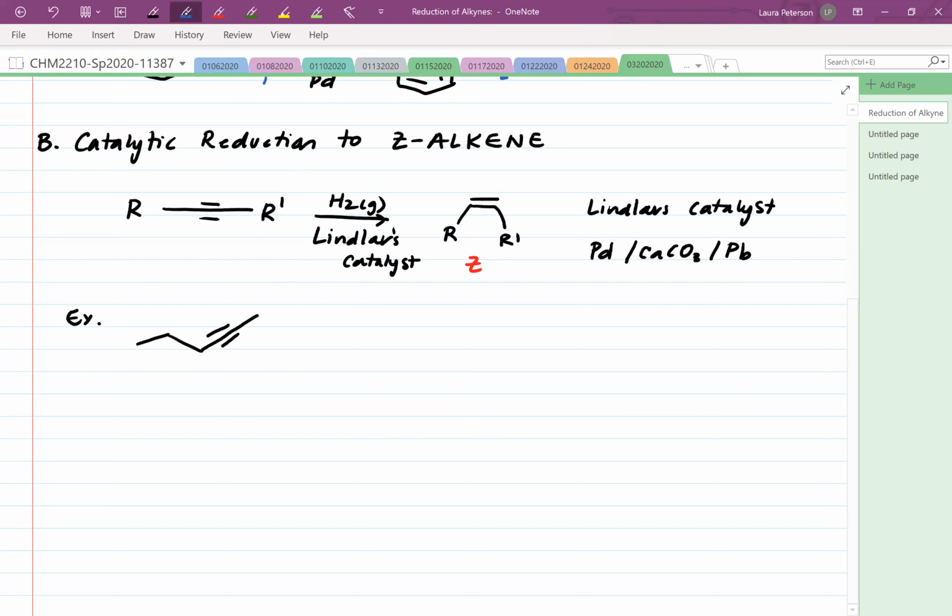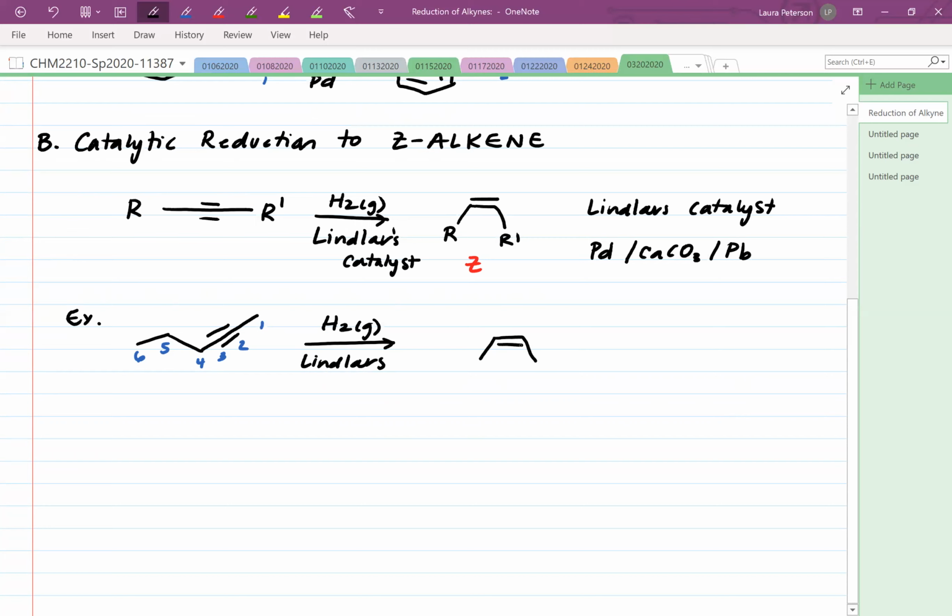All right, so again, let's go ahead and number the carbons of our alkyne, and then we're going to do this reaction with H2. And you know how this is going to appear as it relates to reagents is most people just write Lindlar's here, which is fine. You could also see it as palladium, calcium carbonate, and lead. All right, so I'm going to go ahead and draw the alkene in its Z geometry first, and then we can fill in the other carbons.